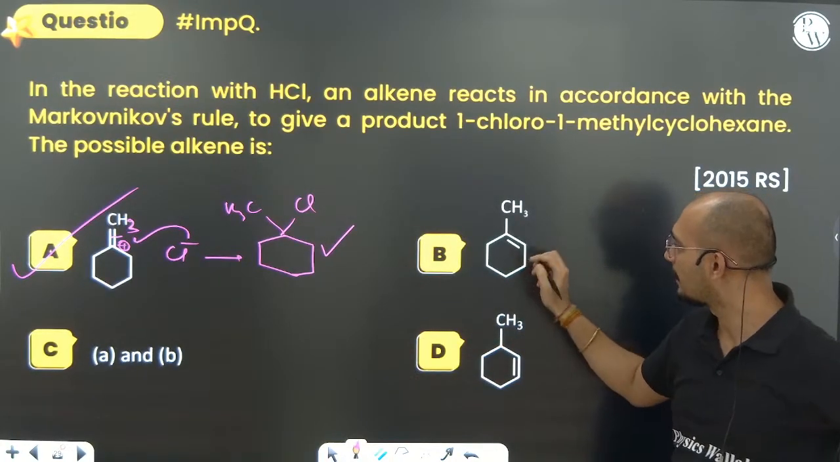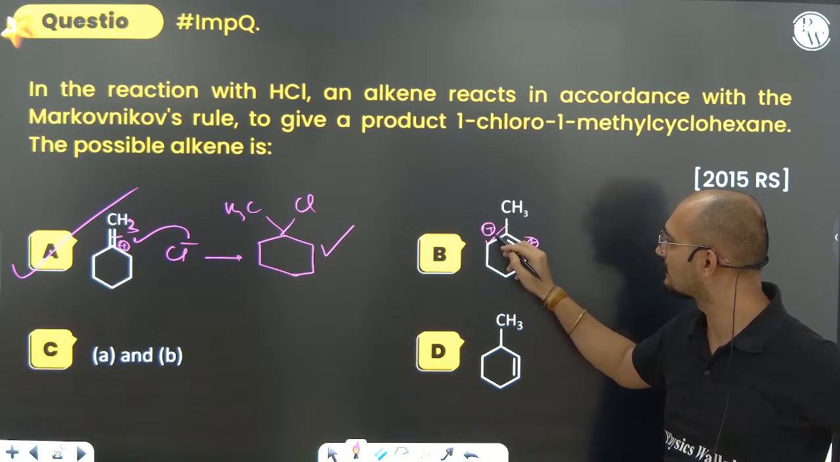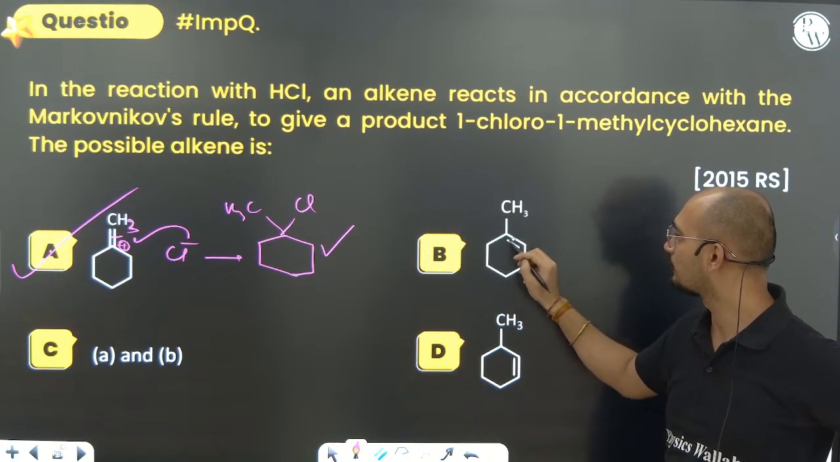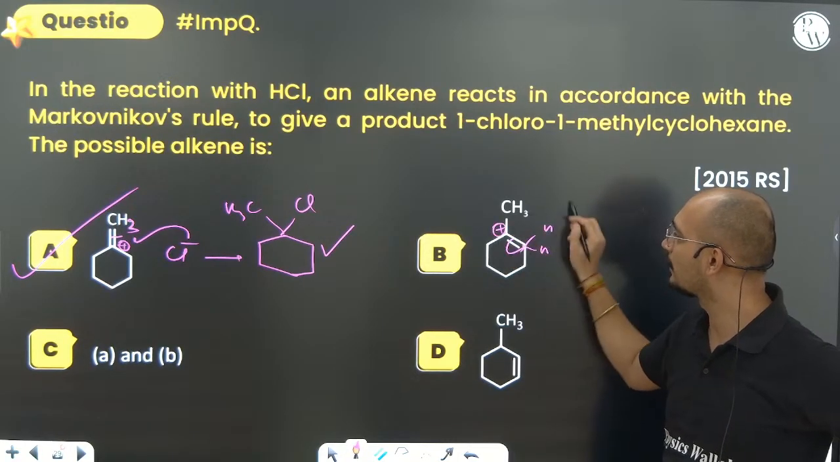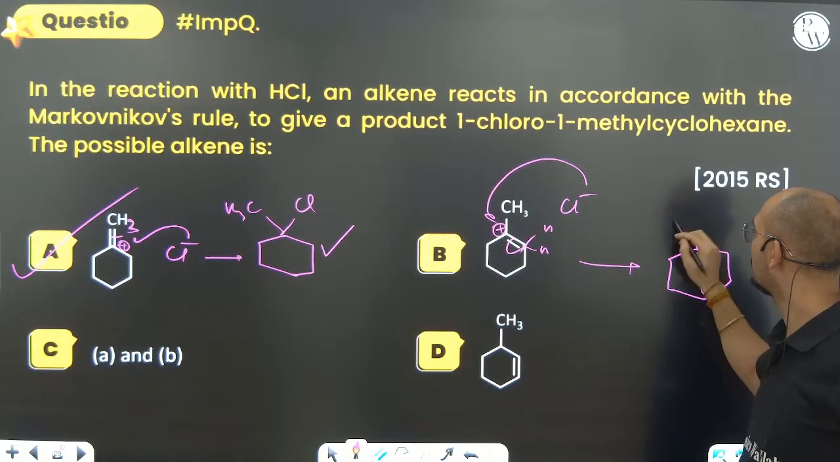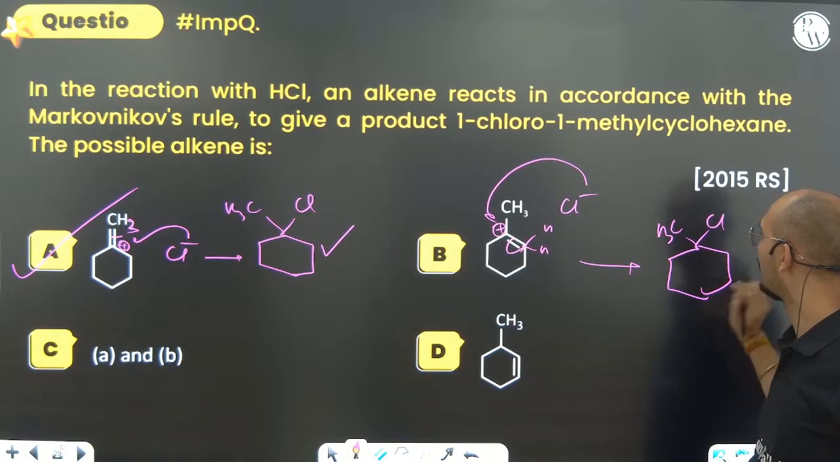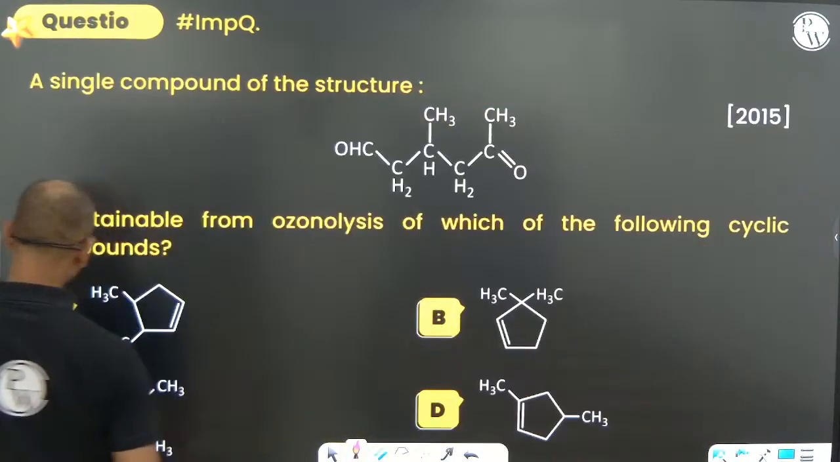Come on, look here, where is the positive more stable, here or here? I hope you all can see that this is more stable because it is 3 degree. So break it like this, bring the negative here, hydrogen here, positive will come here, so where will Cl minus attack? Here. How will it be formed? CH3Cl. So it is also the same thing. So A and B both will be the correct options.